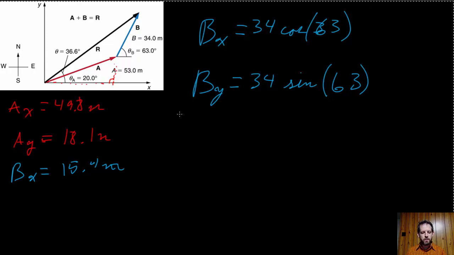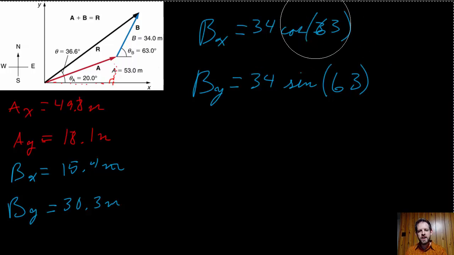All right, so for my B sub Y, when you plug that in the calculator, you end up with 30 and 3/10 of a meter, and that is the Y part of the B vector. Okay, so let me erase this stuff.